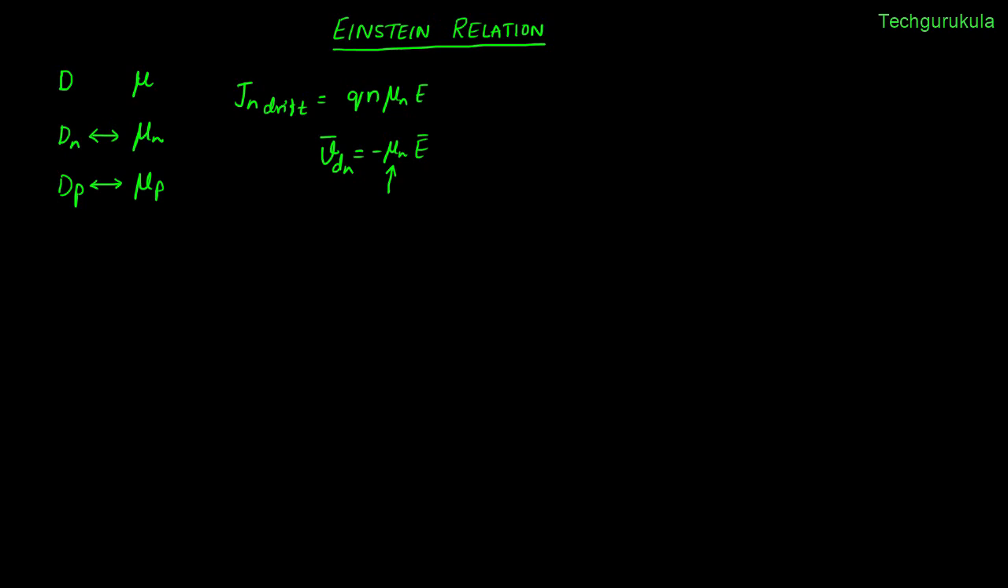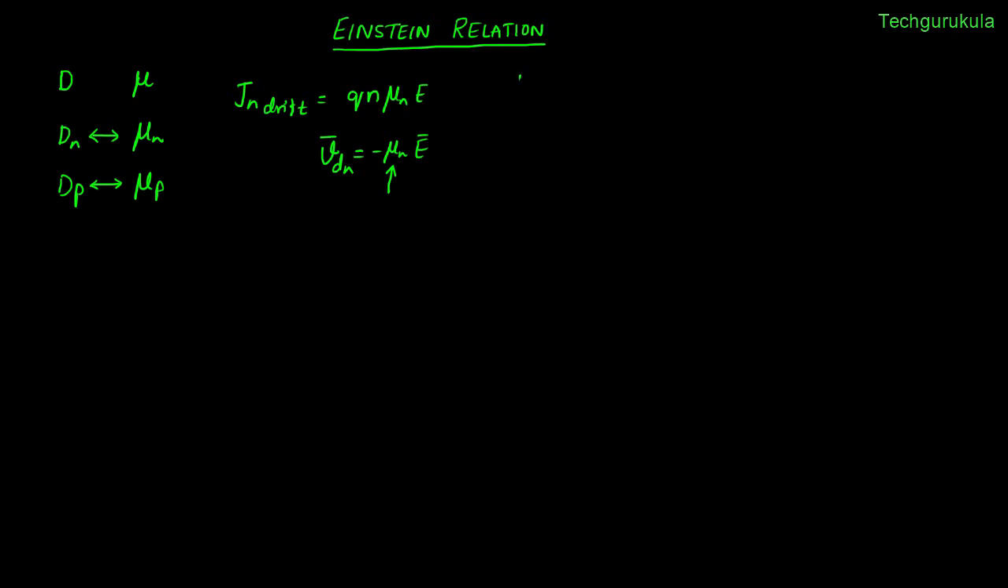Let's say for a given electric field, you have different values of μn. If μn is higher, the velocity would be higher, and if μn is smaller, the velocity would be smaller. This means μn tells us the ease with which electrons move in the semiconductor under the influence of an electric field.